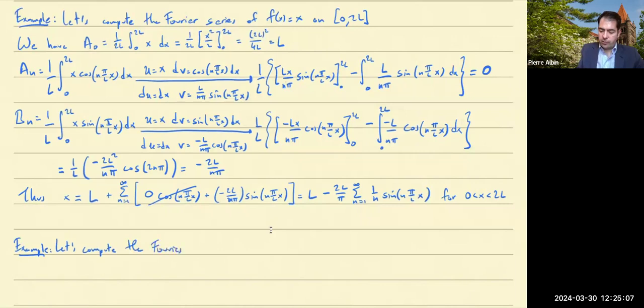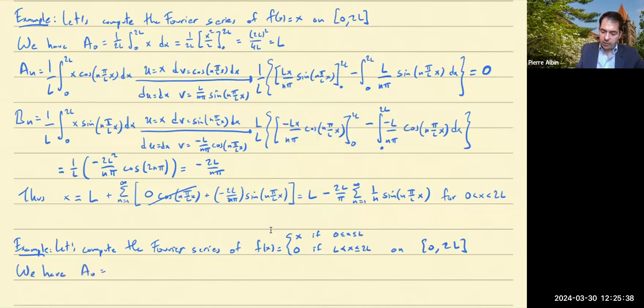Let's compute the Fourier series of a discontinuous function. So let's say we take f of x is equal to x if 0 is less than or equal to x less than or equal to L, and then 0 if L is less than x less than or equal to 2L. Right? So we want the Fourier series of this on the interval 0 to 2L. Okay, so let's compute the coefficients.